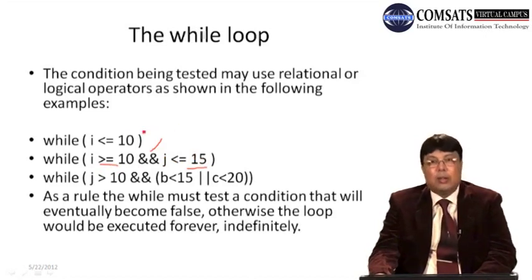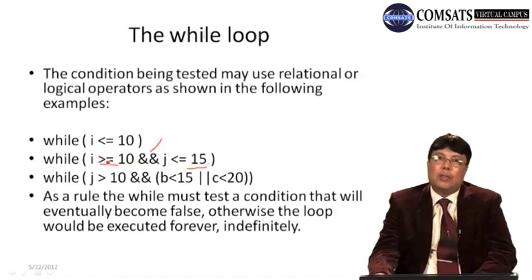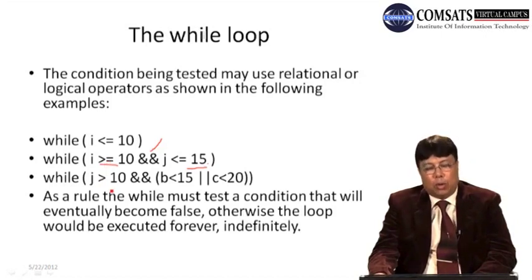Do you remember in the last lecture we talked about it, that if x is true and y is true, then the result is true. If any of these two values is false, the result is false, which means that the body of the while loop will not be executed. Okay, some more combinations, very interesting. j is greater than 10 and b is less than 15 or c is less than 20.